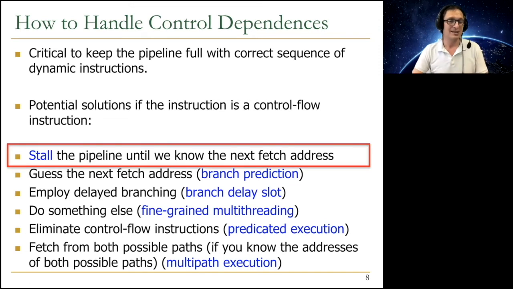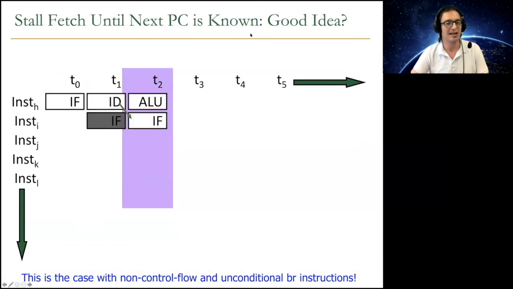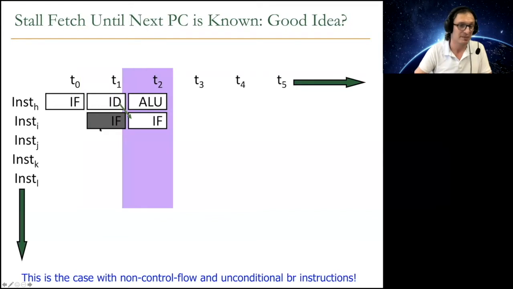Okay, now let's take a look at the stall the pipeline solution and dismiss it quickly. We've already seen it last time, but basically you have a branch instruction. Do you want to stall the fetch until the next PC is known? Is that a good idea? Not a good idea. Even if you have an unconditional branch instruction, which gets resolved in the decode stage, you cannot fetch the next instruction, right? Basically, that becomes a bubble.